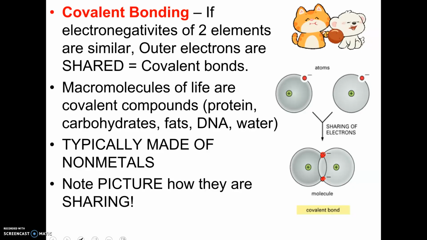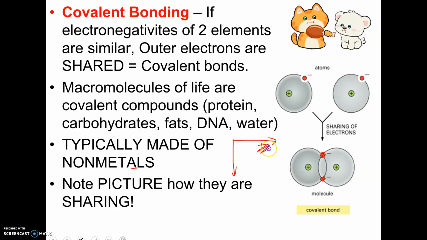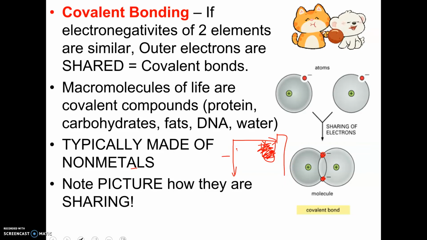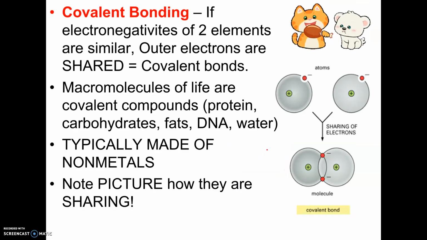These are usually nonmetals because, again, you don't have to know why, but remember, electronegativity increases as you go across. So everything over here on the periodic table is going to be very similar. On the other side of the table, the electronegativity is much, much lower. These are your metals, and they are not going to tend to share electrons because one has a much higher electronegativity than the other.